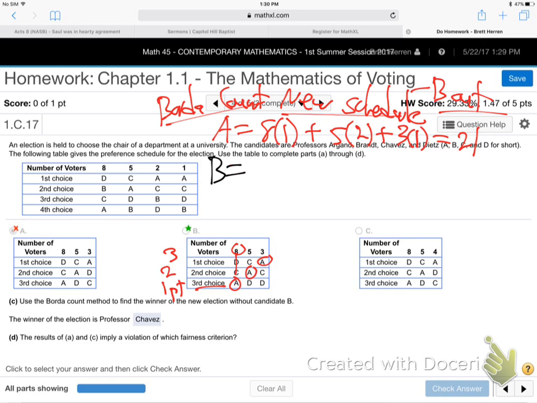B. What does B get? B's not in the election. B dropped out. I forgot. Let's do C. C, how many does C get?